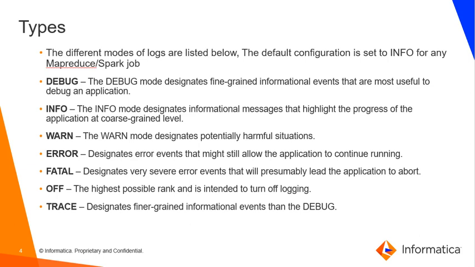Off mode is used to log the highest possible rank and is intended to turn off the logging for a job. Trace mode designates finer-grained informational events than the debug.